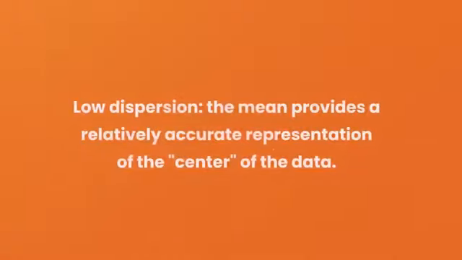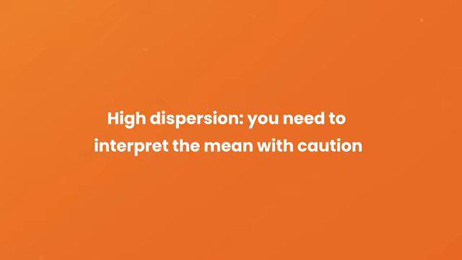This is really important to understand because it impacts how you interpret the mean. If the vast majority of the data are tightly clustered around the mean, then the mean statistic will provide a relatively accurate representation of the center of the data. On the flip side, if the data are scattered all over the place, if they're really dispersed, then the mean becomes a bit less meaningful, and you need to interpret it with some caution.